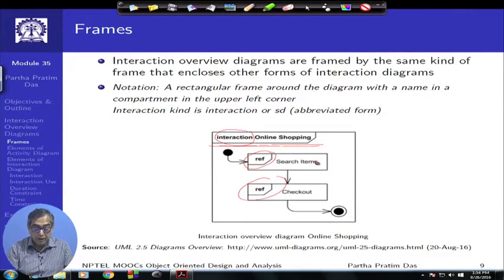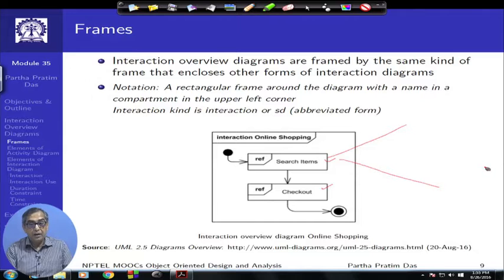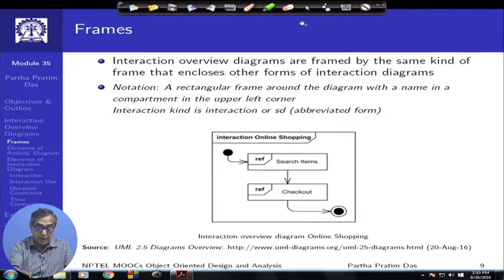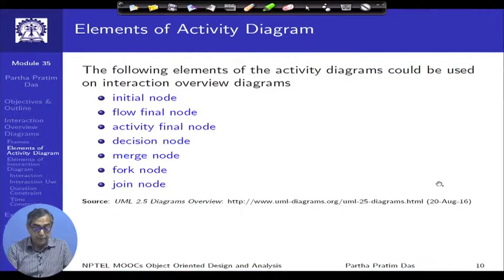So, if you click on this, online shopping, it says that in terms of an overview, what online shopping is: search the item, checkout, which is at the very top level. If you do search items, it will expand to another interaction overview diagram or an activity diagram, which will show you how to search items. So, being able to abstract at multiple levels and provide an overview is a major purpose of this diagram, and this is how it is framed.